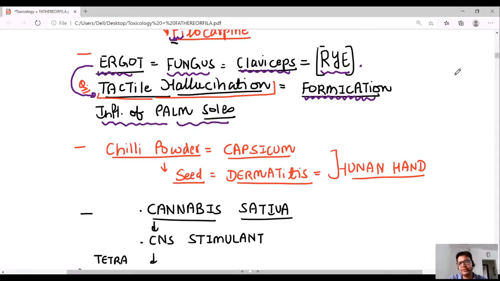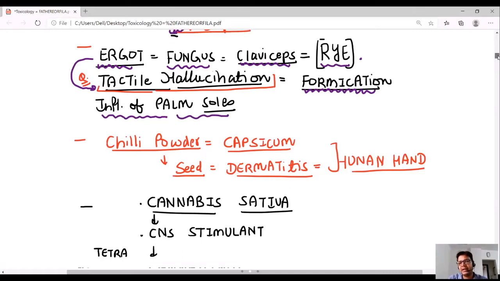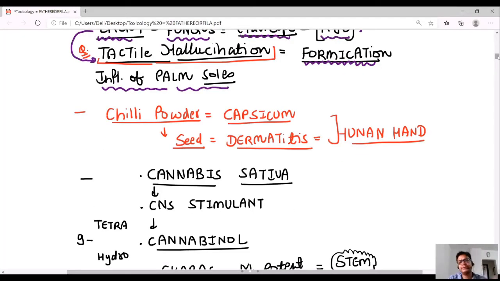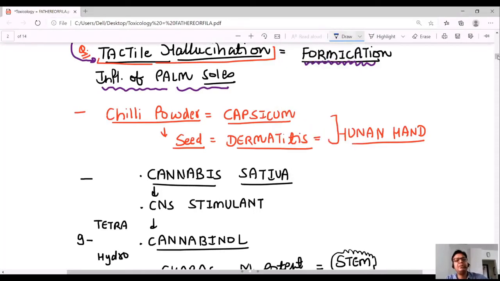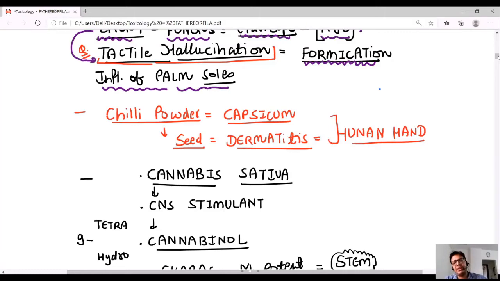So again, I'm revising, my dear friend. ये एक फंगस से होती है. The name of the fungus is claviceps. Ergot poisoning causes tactile hallucination. And we know it causes inflammation of palm and sole. It is common in the rye plant.